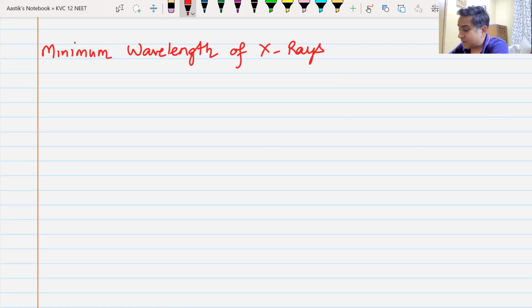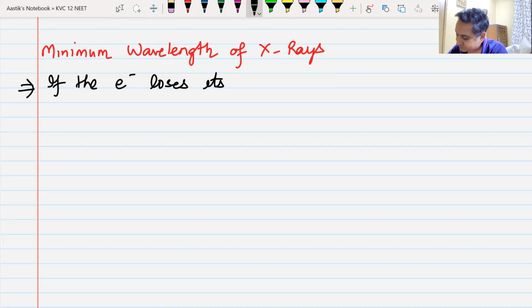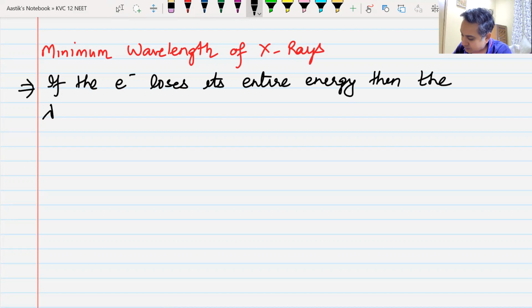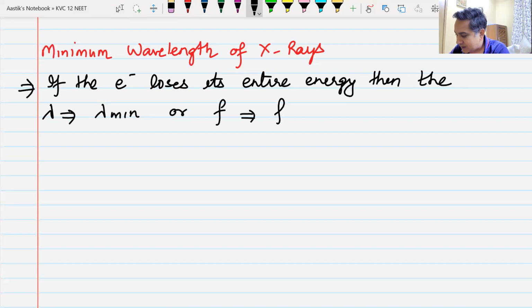Now, this minimum wavelength actually depends on the kinetic energy of the electrons. Now, when do we have minimum wavelength? If the electron loses its entire energy, then the wavelength would be lambda min, or you can say the frequency of X-ray would be f max.